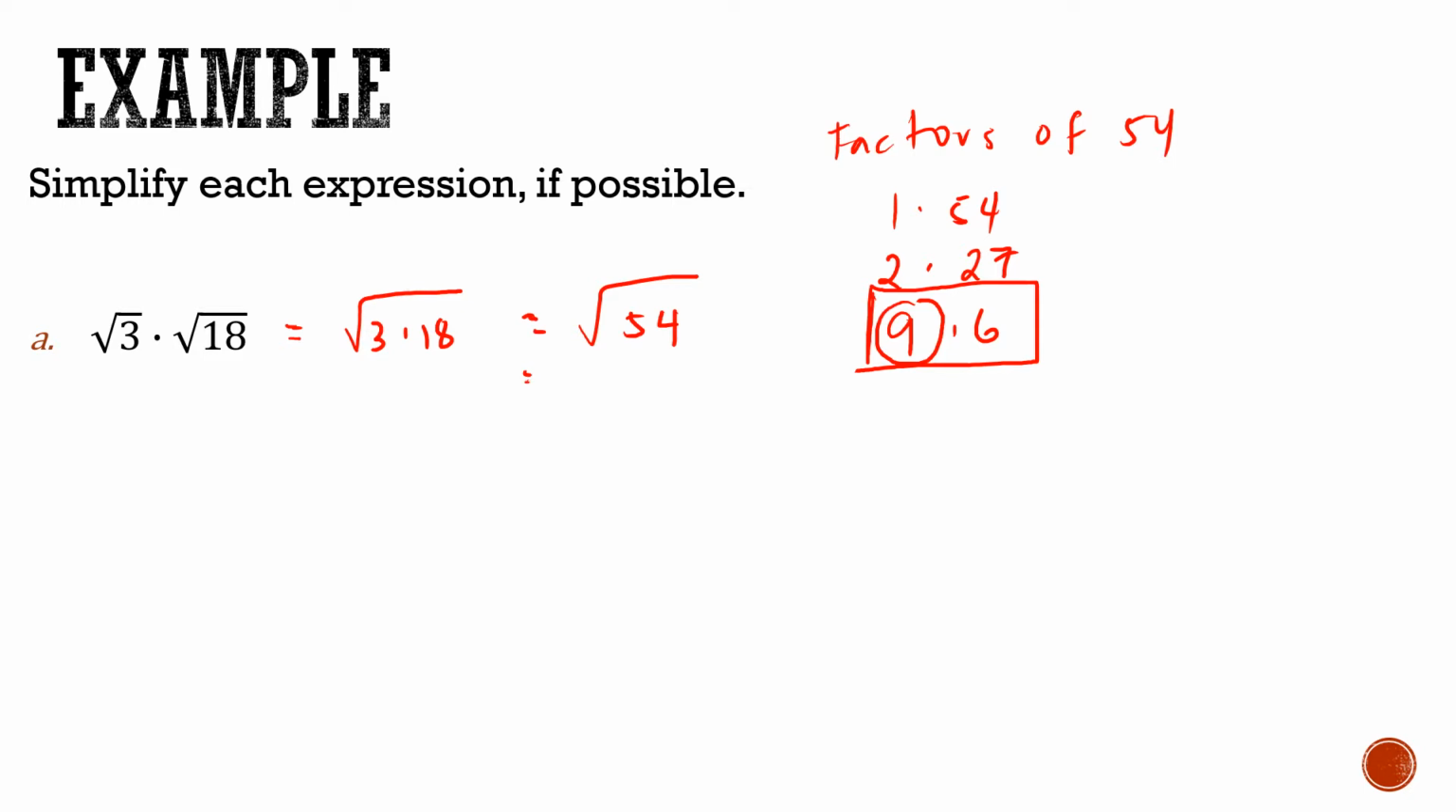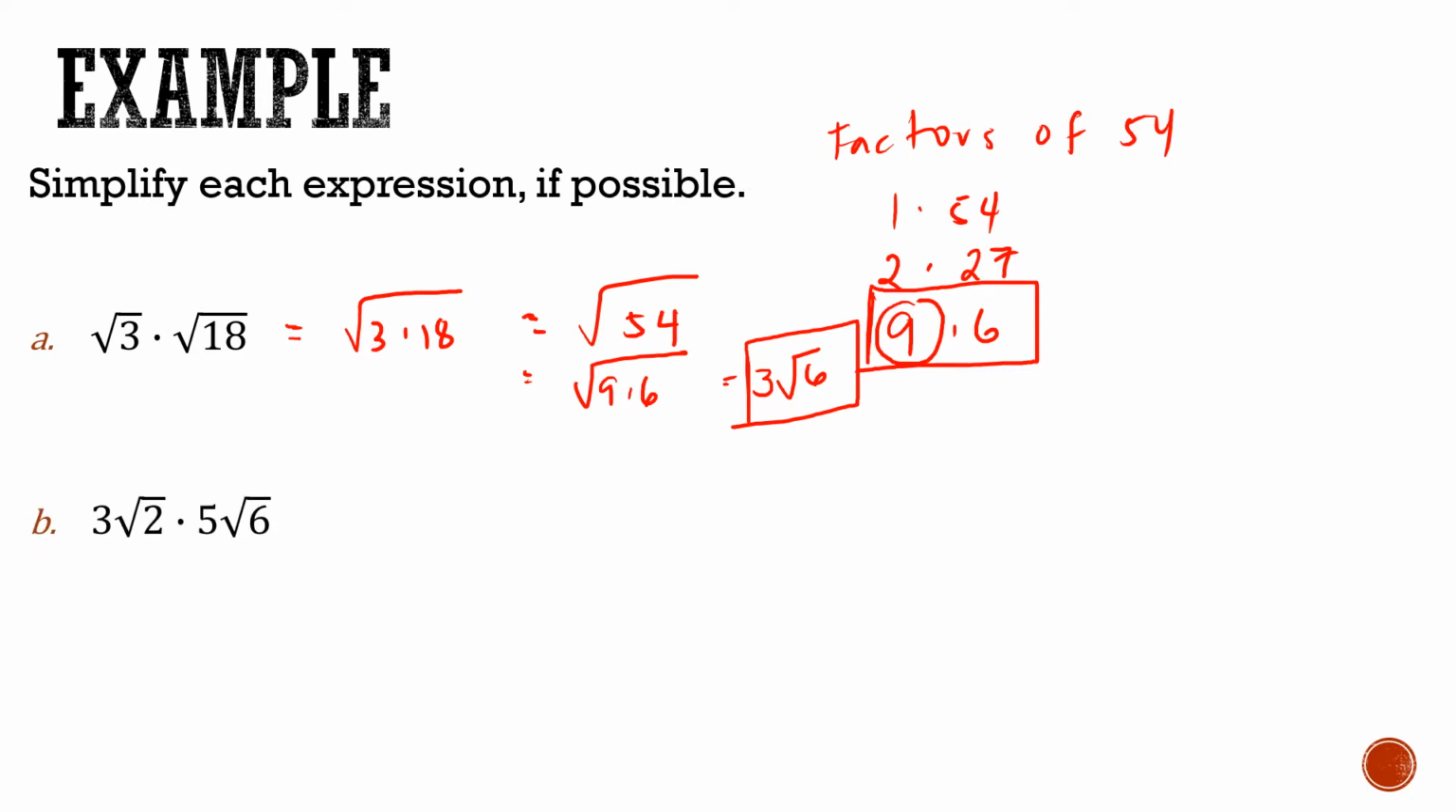So we can rewrite this as square root of 9 times 6. Then simplify the perfect square inside the radical sign. The square root of 9 is 3, so we write 3 outside the radical sign. What is left inside is square root of 6. So the answer is 3 square root of 6.